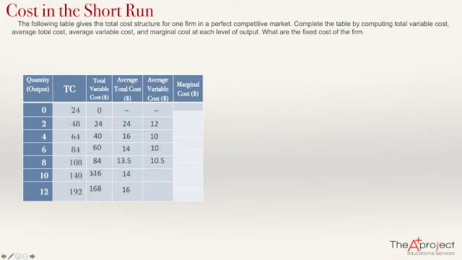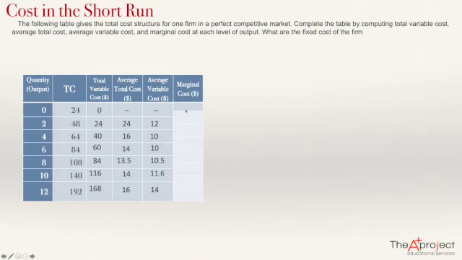The next one will be 116 divided by 10, the answer is 11.6. And finally, 168 divided by 12, and the answer is 14. Again here, the graph for the average variable cost will be U-shaped. It's going down from 12 to 10, and then starts going up: 10, 10.5, 11.6, and 14.